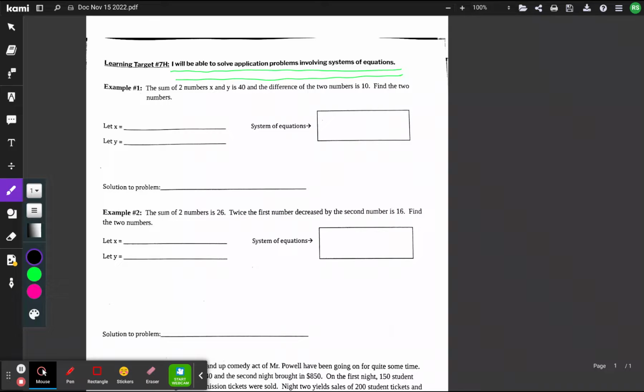So the big thing for us today is going to be writing the system of equations, and then I'm going to show you guys exactly how to plug it into your calculator and solve that.